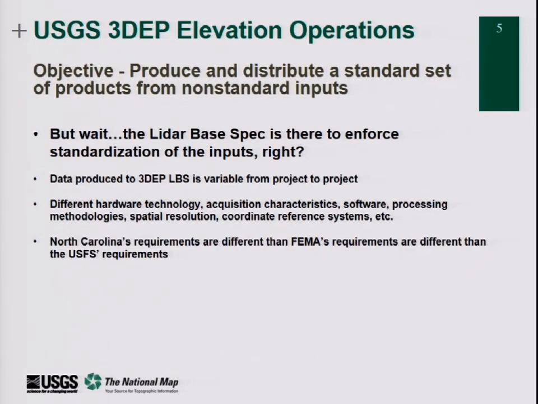All right, so within the National Geospatial Technical Operations Center, one of our objectives in elevation production is to produce and distribute a standard set of products from non-standard inputs. And so those standard products I'm referring to are those DEMs. And the non-standard inputs I'm referring to are the point cloud data and the vector data that's correlated. So hydro break lines, for example.